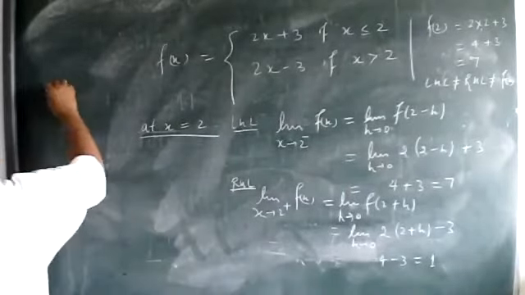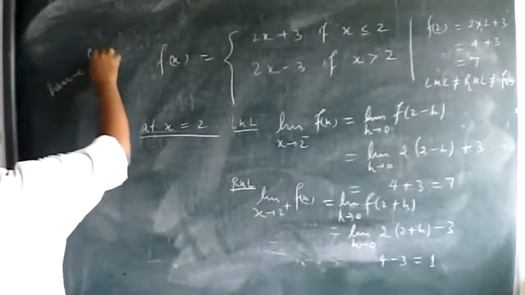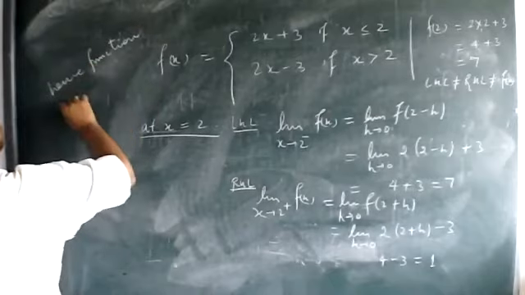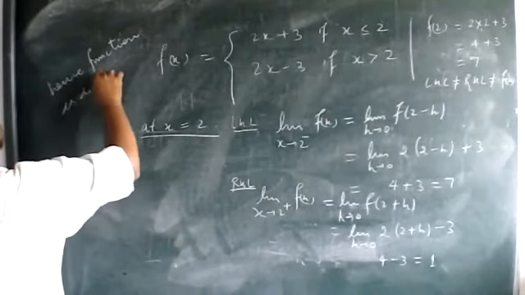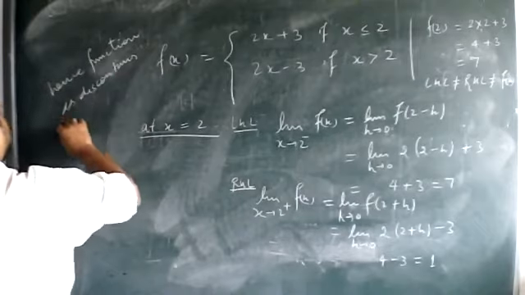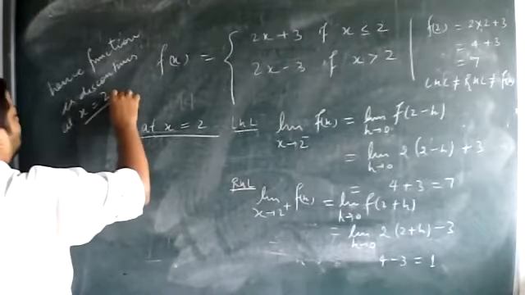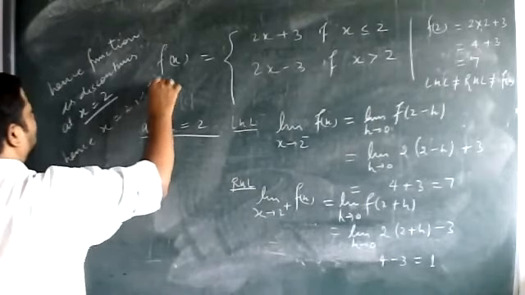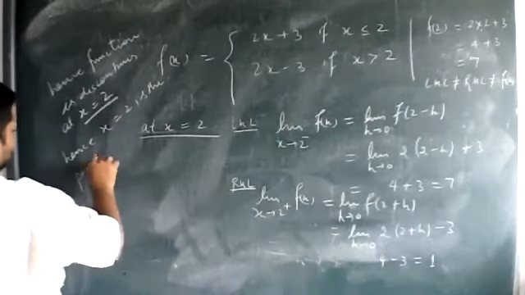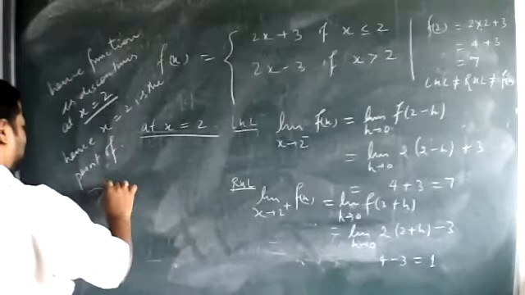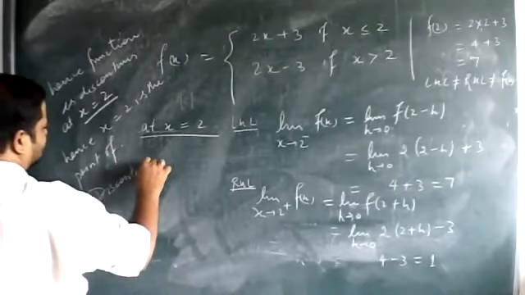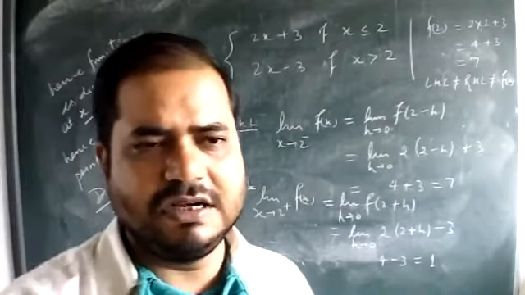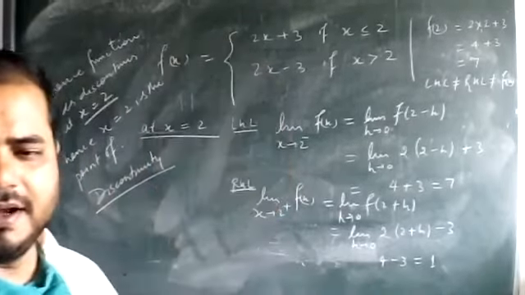Here we write: the function is discontinuous at x equal to 2. x equal to 2 is the point of discontinuity. You may understand this one.